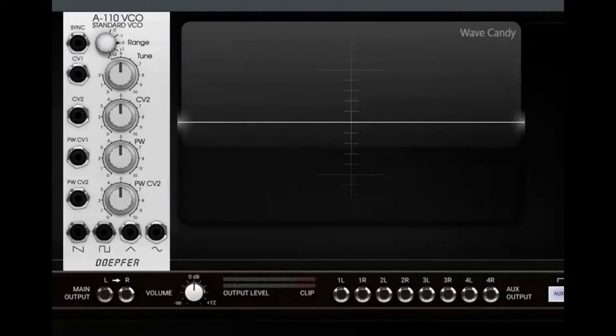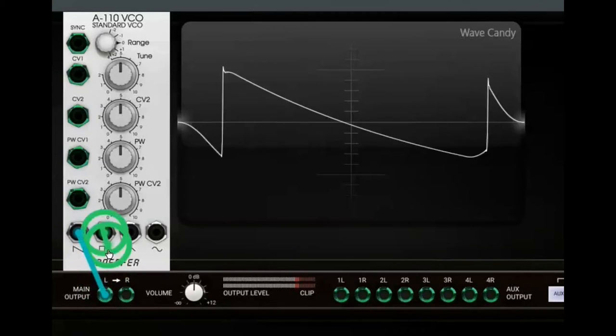The VCO A-110 is an oscillator delivering 4 different waveforms: saw, square, pulse, triangle and sine. We might not always be aware of the fact that this oscillator always does its work, even if we don't hear it. It doesn't need any input, any signal to oscillate. Even right now, it's oscillating. Therefore, I only need to connect it to the main output and, at once, I hear what's going on under the hood of the VCO.